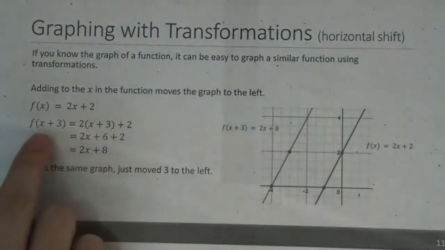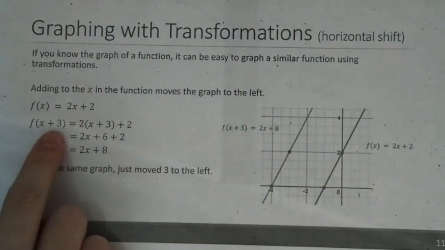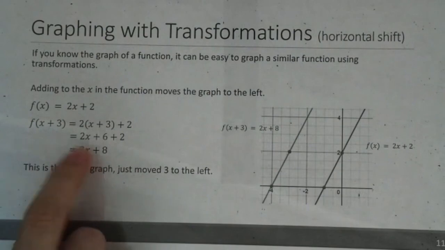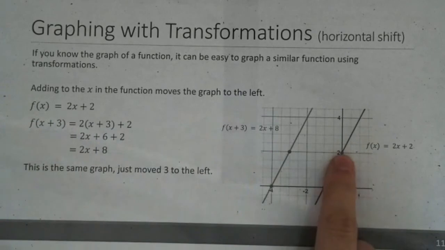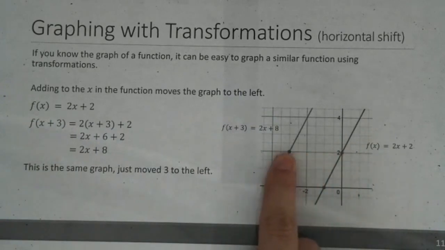So if we replace the x with x plus 3, then we get our new equation. The thing is, adding 3 to the x doesn't move it in the positive x direction, it moves it in the negative x direction. So this actually moves it to the left 3 units.